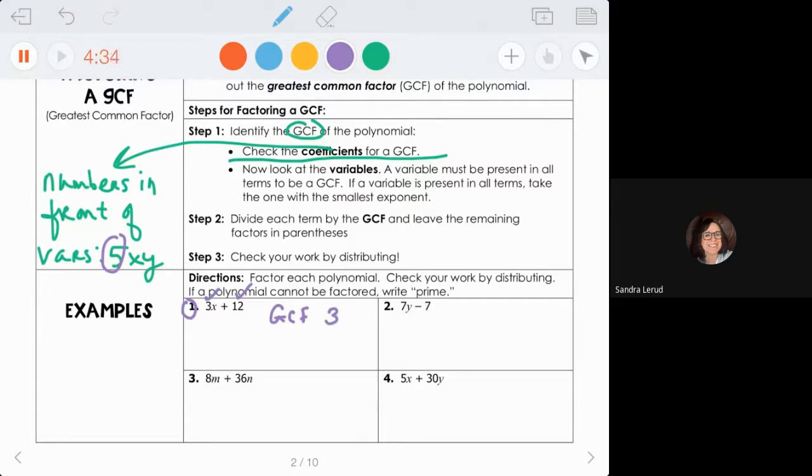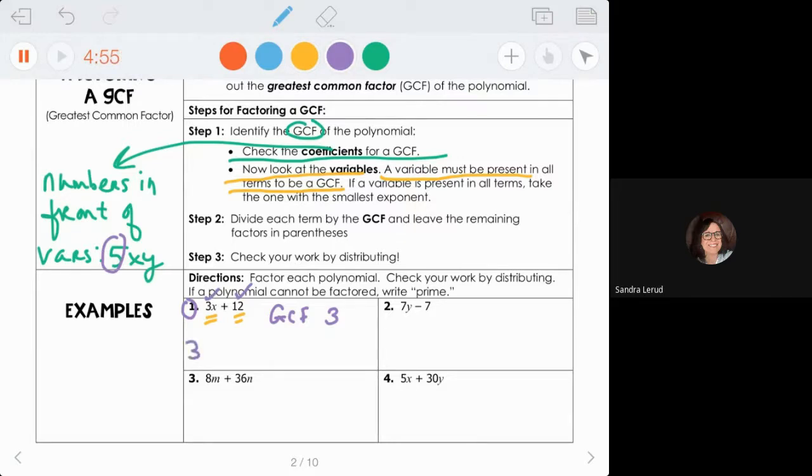Then what I do is I go look at those variables, all the x's and y's and p's and q's. You have to have that variable in all the terms to be able to pull some out. You'll notice I have x's here, but none here. So that means I can't pull any x's out. Okay, so what I'm going to do is say, well, my GCF is 3.